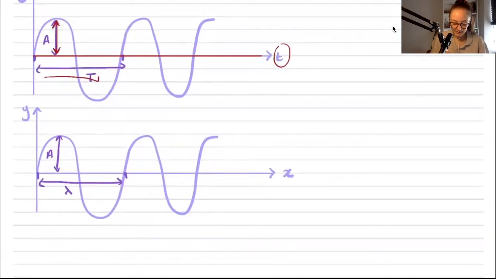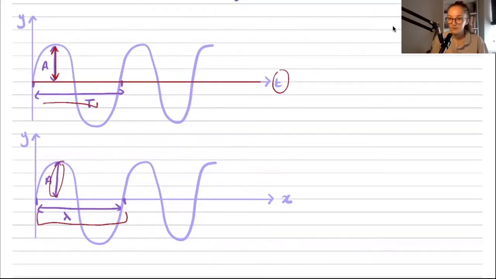And then here we have a second graph, which shows the spatial representation of a wave. So this might be a mapping of a wave at a certain time t. And you can see here that the amplitude again is the furthest displacement from the origin. And then our wavelength this time is the distance between two consecutive points of the same phase.